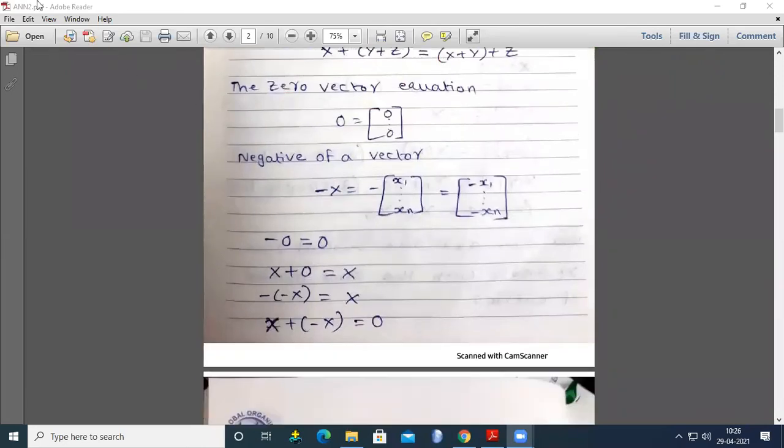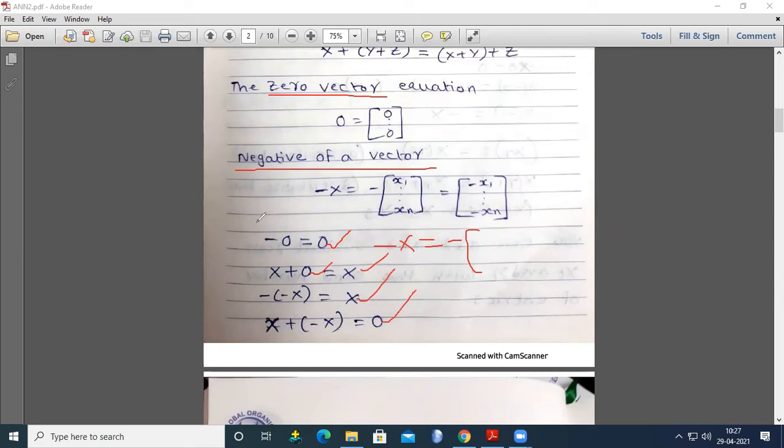Negative of a vector. So x equals x1 to xn, so minus x equals minus of all the entries x1 to xn. Minus 0 equals 0, so that means minus o equals 0. It's a zero vector equation. So x plus o equals x, where o is a zero vector. Minus of minus of x equals x. So x plus minus x equals 0.